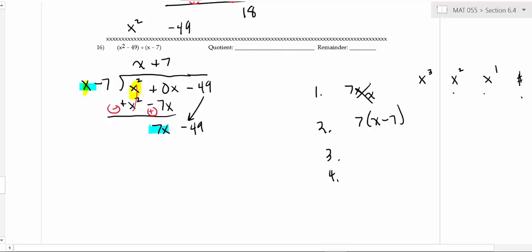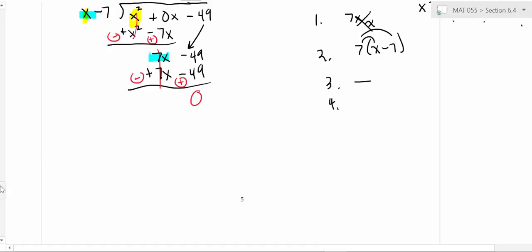Then you're going to do 7 times x minus 7. You take the result and multiply. So that'll be 7x minus 49 like that. Okay, then you subtract. So I've been teaching you to change the signs and add. So what happens? What's your remainder? 0. Good. So you get a quotient of x plus 7 and a remainder of 0. The answer is just x plus 7.